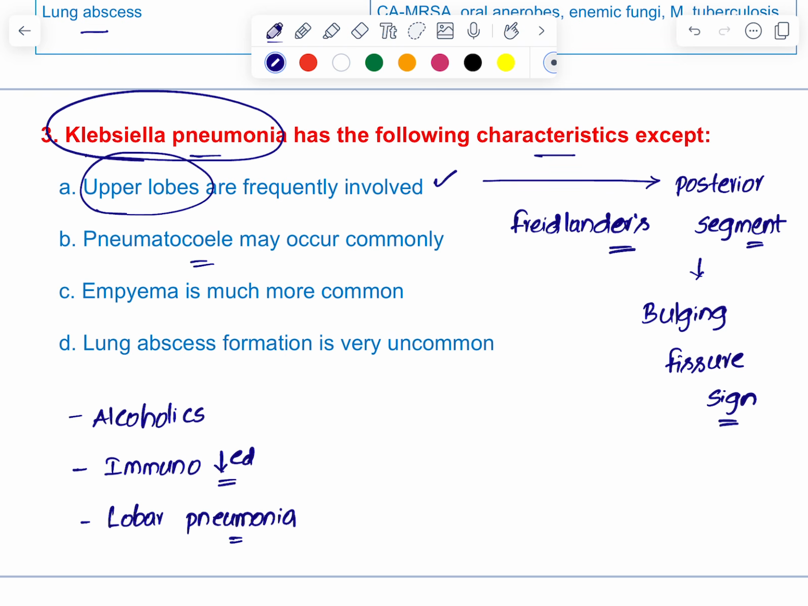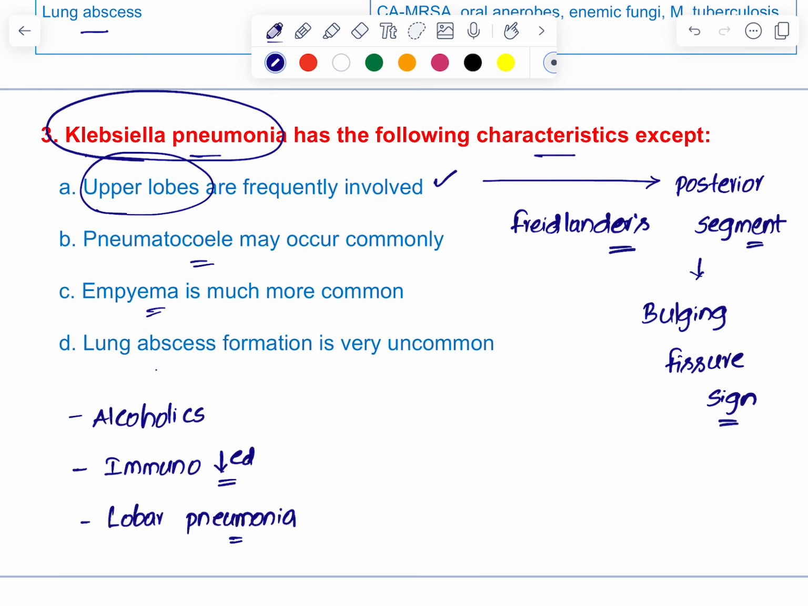What is this pneumatocele? It is the scenario where there is a thin walled air-filled pocket. That is what is called pneumatocele. And in these patients, empyema is also very common because it's a very aggressive organism. It will cause pleural effusion and also accumulation of pus in the pleural space, and that is what is called empyema.